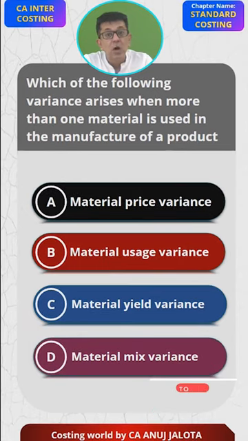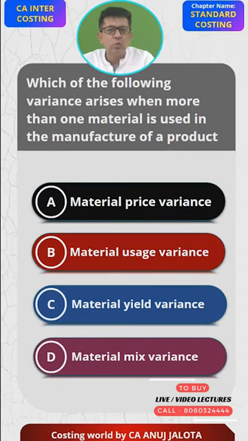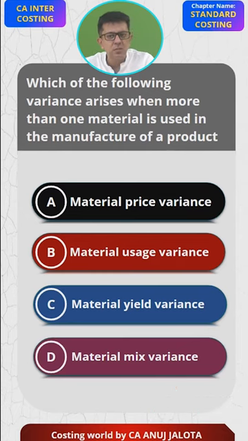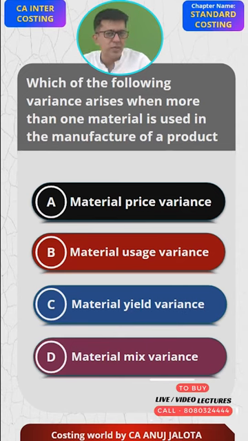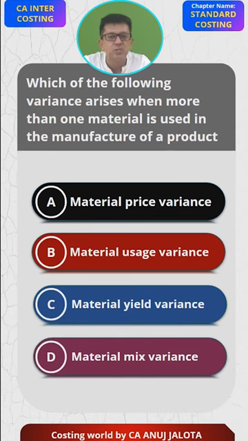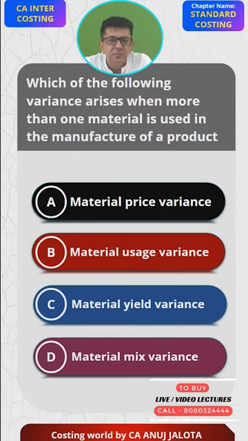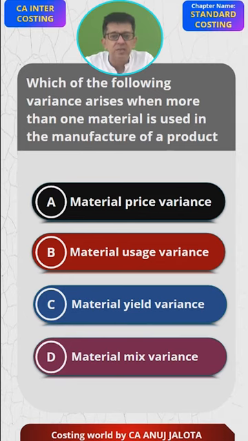Now, how is price variance calculated? What should have been the price? What was the price into actual quantity? So price variance arises due to difference of prices. Same way usage variance arises due to the difference between standard quantity and actual quantity. Same way material yield variance arises due to the difference of standard quantity and actual quantity.